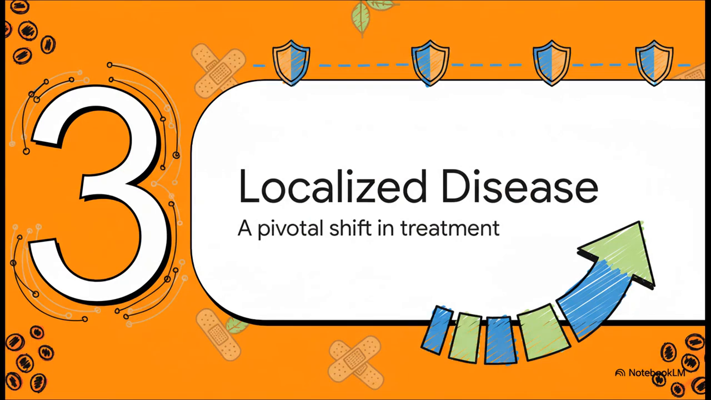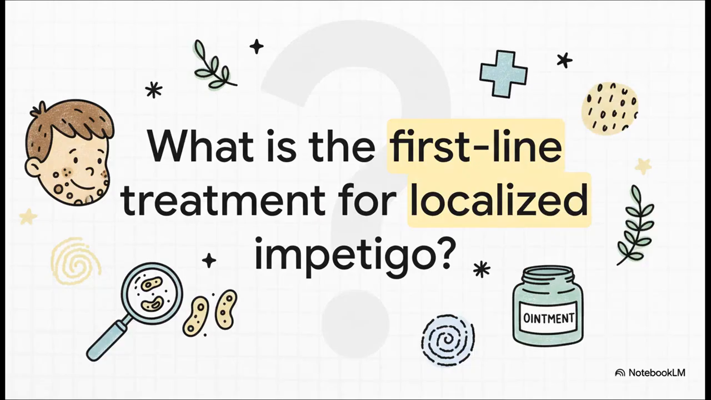All right, Section 3. We've now arrived at the absolute core of this update. This is about a major, guideline-driven shift in how we handle localized disease. This is important, so take a second and think about this. A child comes in with just a few crusted lesions on their chin. They're otherwise well, no fever. What's your go-to prescription? What are you writing down first?